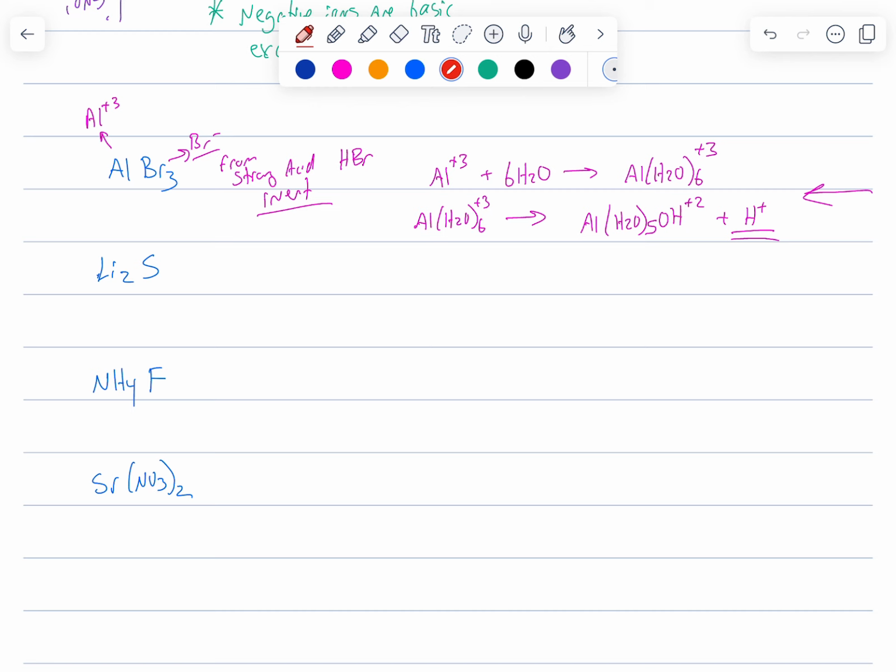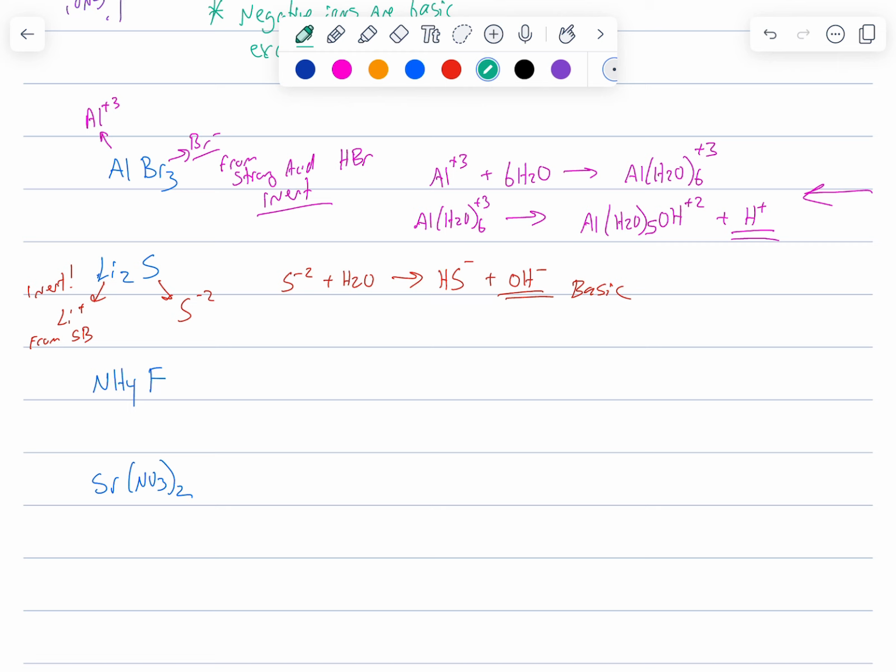Okay, let's do the next one, lithium sulfide. Lithium sulfide, lithium is from strong base, which means it's inert. Sulfide is not from either a strong acid or strong base, and it's negatively charged, which means it will react with water. So because OH- has to be made, the H attaches to the S2- and becomes HS with a -1 charge. That's why S2- is basic.